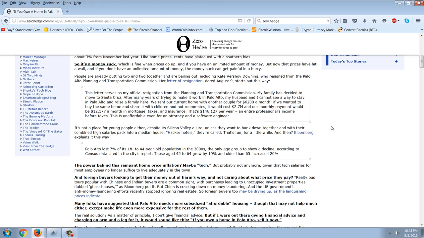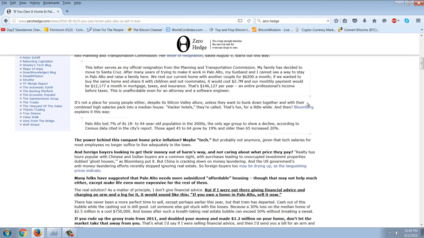After many years of trying to make it work in Palo Alto, my husband and I cannot see a way to stay in Palo Alto and raise a family here. We rent our current home with another couple for $6,200 a month. If we wanted to buy the same home and share it with children and not roommates, it would cost $2.7 million and our monthly payment would be $12,177 a month in mortgage, tax, and insurance. That's $146,000 per year, an entire professional's income before taxes. This is unaffordable even for an attorney and a software engineer.